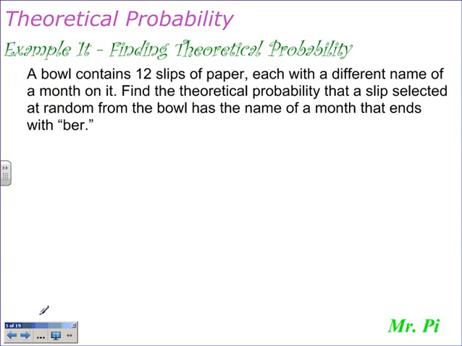Here's example 1T, finding theoretical probability. The T stands for teacher, meaning me, Mr. Pi. I'll do this one. There will be one for you to do. I'll explain that in a moment. A bowl contains 12 slips of paper, each with a different name of a month on it. Find the theoretical probability that a slip selected at random from the bowl has the name of a month that ends in BER. Well, we know that there are 12 months, so we need to first write this out in probability notation.